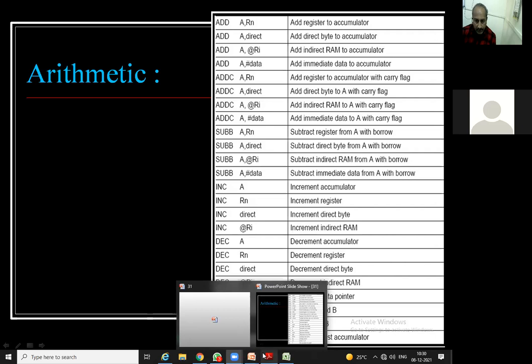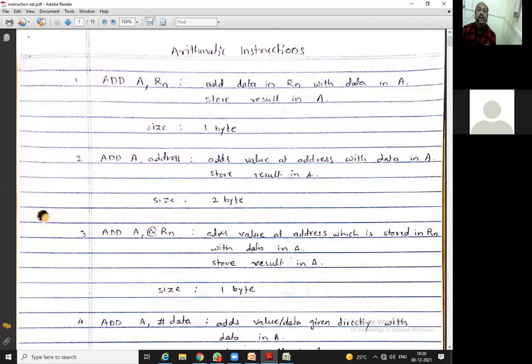So I will open the handwritten notes. I had prepared the arithmetic instructions, 1, 2, 3, sequentially. So you make a little bit of zoom so that it will be visible, otherwise I will read over here.